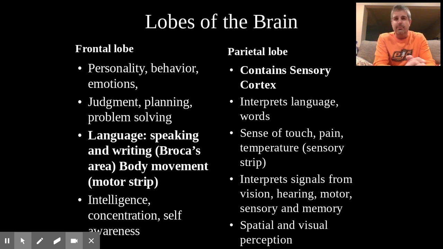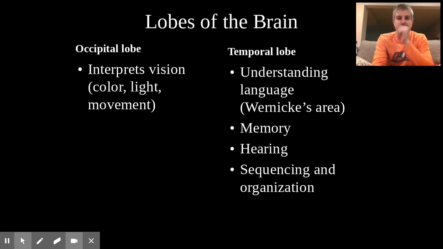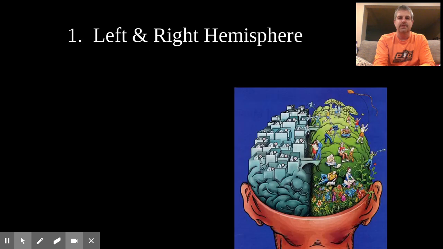The parietal lobe contains the sensory cortex. You deal with things like touch and pain, a lot of sensory stuff. It also deals with spatial and visual perception. The occipital lobe is in the back, and it actually deals with vision. You can almost feel it in your eyes when you tap the back of your head. The temporal lobe has Wernicke's area, which deals with language, memory, hearing, and sequencing and organization.